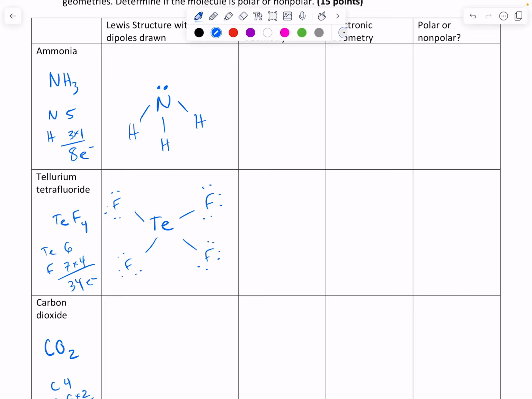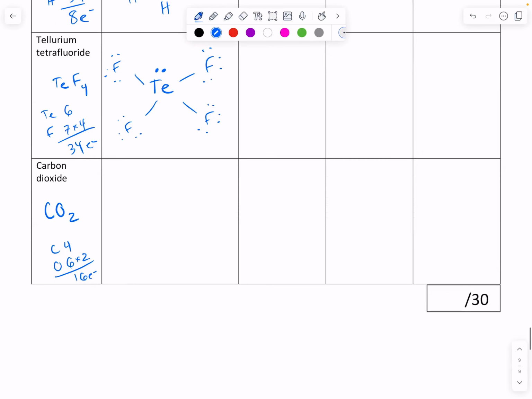So if I have 32, 32 is less than 34. Where do my extra electrons go? Right in the middle. Carbon dioxide, C to O. But remember, carbon wants to have 4. So I need 4 bonds coming off of it, which gives me this structure. Is that the right number of electrons? Absolutely. 8 times 2 is 16.